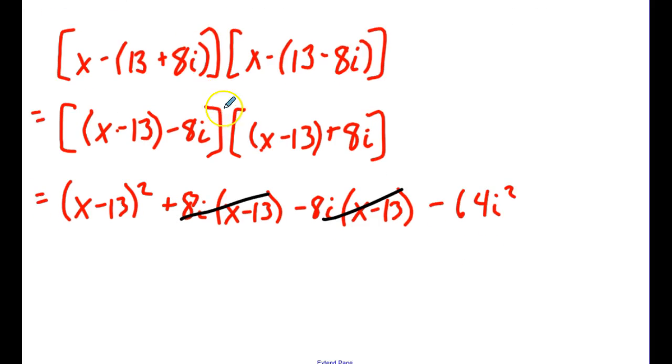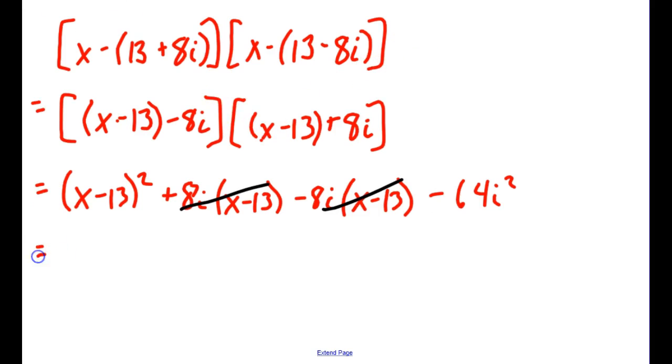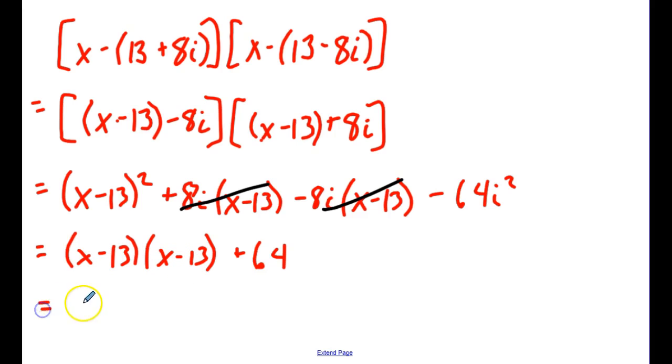So if we look down below, we can simplify this a little bit. This is the same as x minus 13 times x minus 13. Minus 64i squared, and recall i squared is equal to negative 1, so you have negative 64 times negative 1, which is plus 64. Using the FOIL pattern again on x minus 13 times x minus 13, we would get x squared minus 26x plus 169 plus 64 at the end.